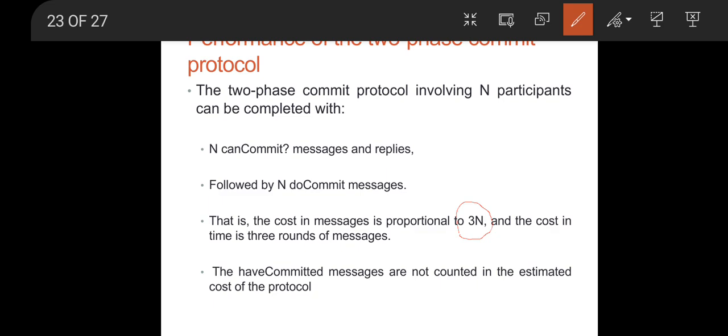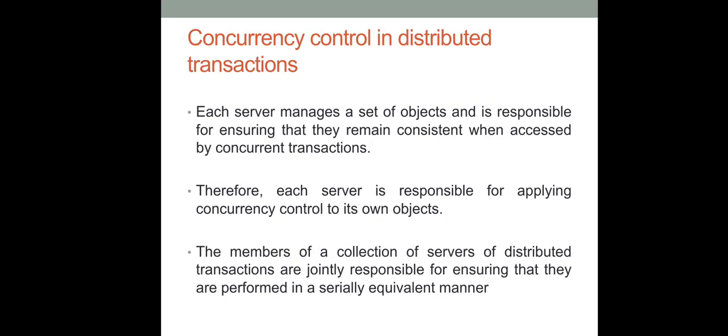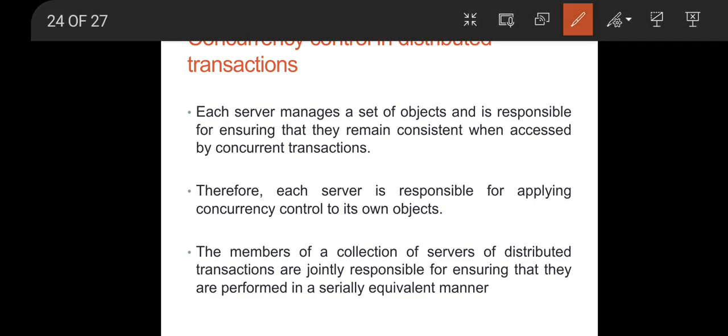Okay, so 3 messages will be required for each transaction completion. Now this was about how atomicity can be achieved. Now we will briefly see how concurrency control, the second property of ACID, can be achieved in a distributed system.